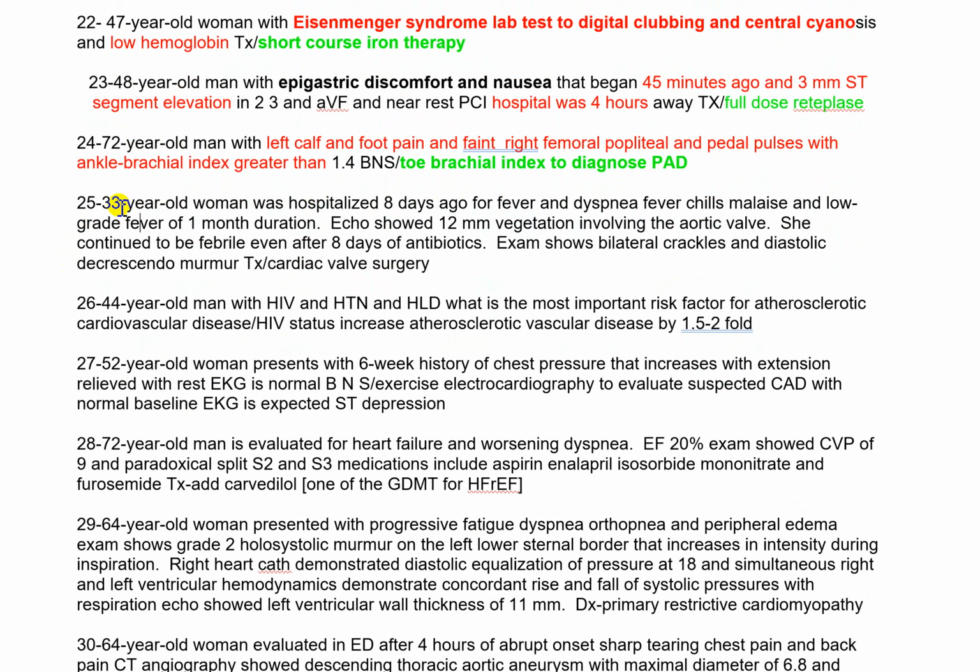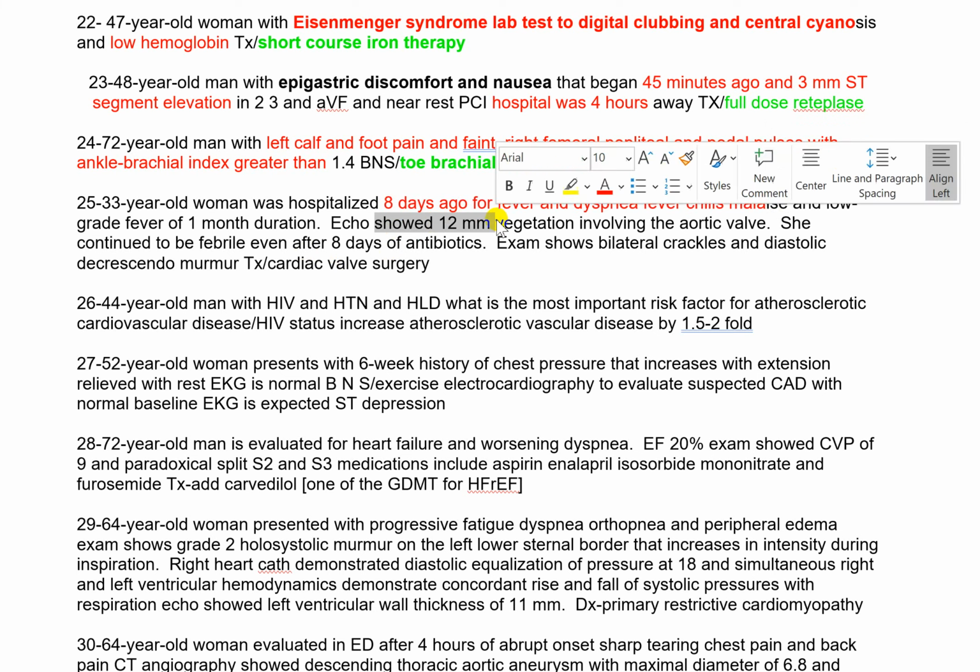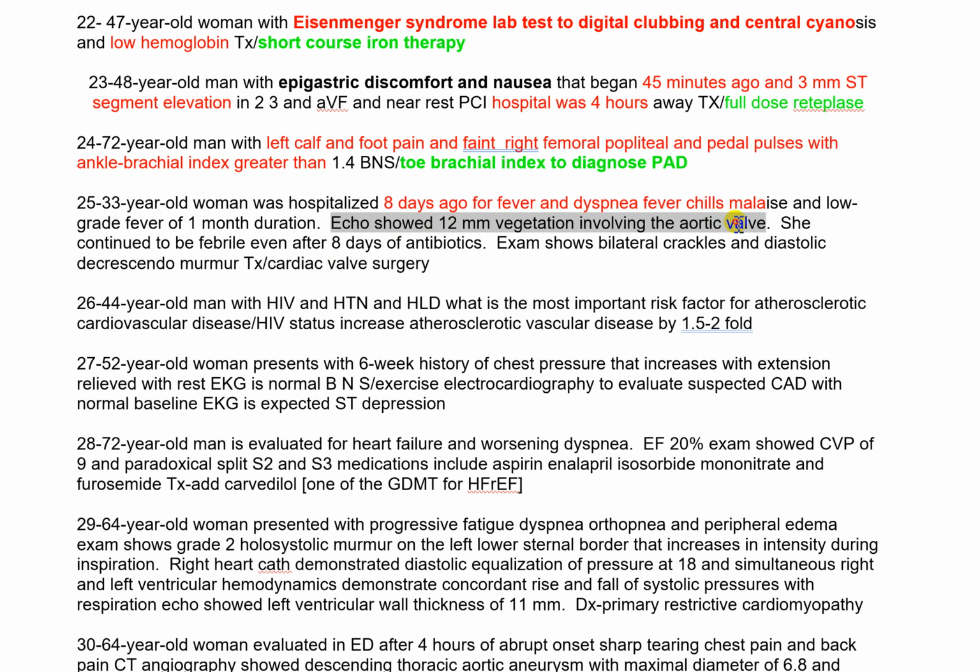Good job. Yeah. We have this young lady who came in 8 days ago due to fever, dyspnea, chills. What does that tell you? Pneumonia. Could be pneumonia, could be endocarditis, could be anything. So echo shows vegetation, so that tells you, what is it? Oh, that's endocarditis. And she's febrile after 8 days of antibiotics. So antibiotics didn't help, okay? And there's still crackles and a diastolic decrescendo murmur. What would you do to this lady?